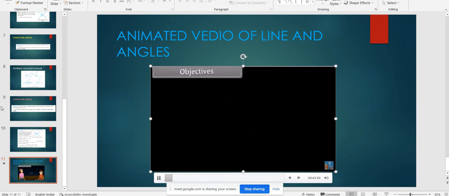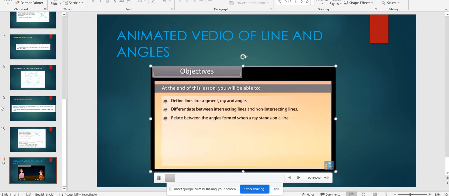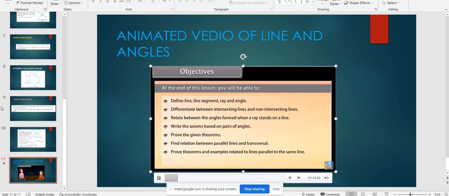Objectives. At the end of this lesson, you'll be able to define line, line segment, ray, and angle. Differentiate between intersecting lines and non-intersecting lines. Relate between the angles formed when a ray stands on a line. Write the axioms based on pairs of angles. Prove the given theorems. Find relation between parallel lines and transversal. Prove theorems and examples related to lines parallel to the same line. Prove the angle sum property of a triangle.